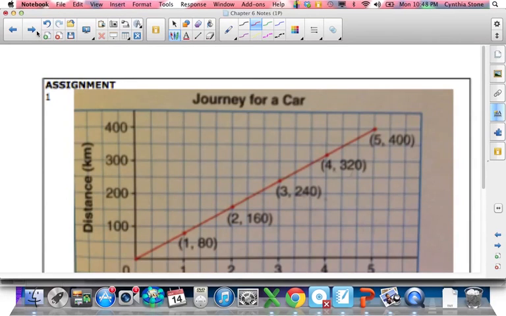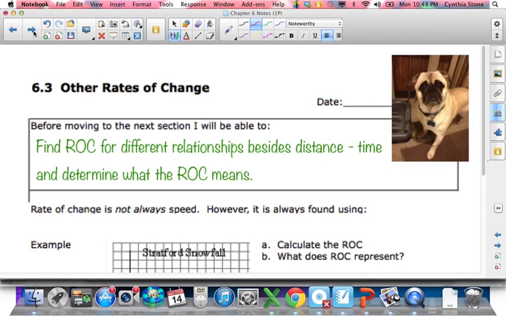All right, time to work on your assignment. So I want you to work away on your assignment, and you will be done when you see 6.3. When you get to 6.3, you can stop, and that'll be all you need to do for now.